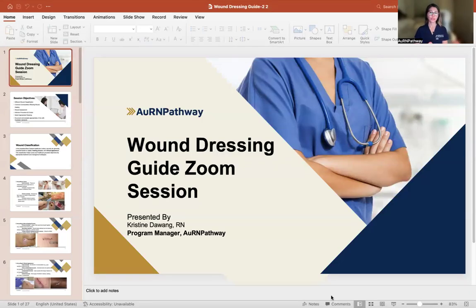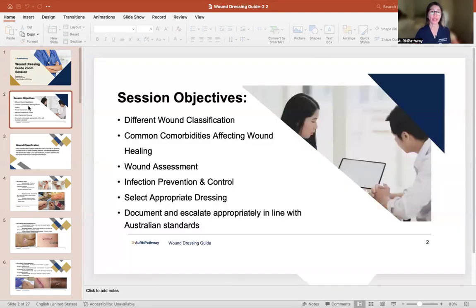Hello, beautiful nurses. In today's session, we're going to talk about a wound dressing guide to help you decide what sort of dressing needs to be put on. And not just that, we're going to talk about different wound classification as well.